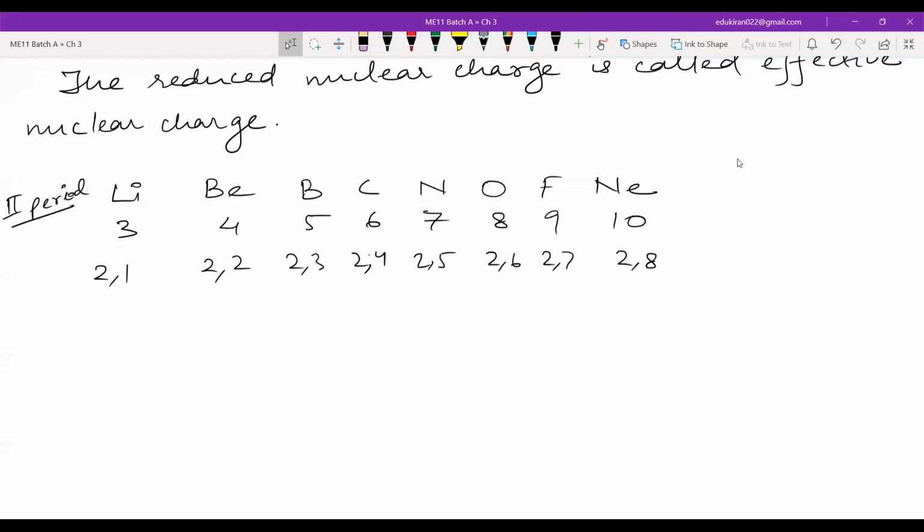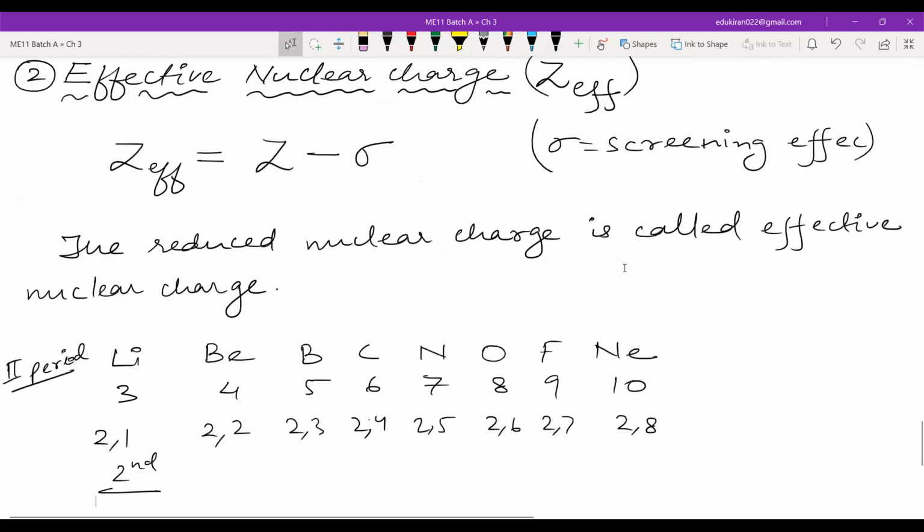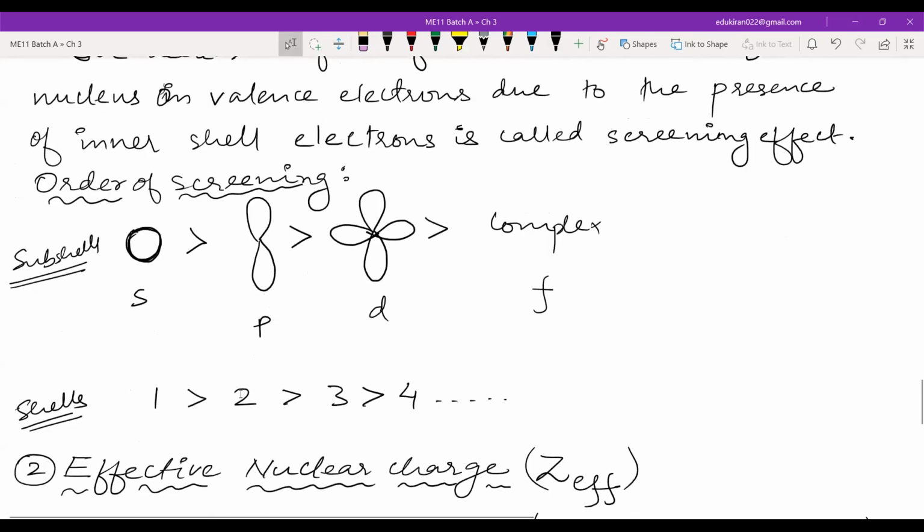Now, in this, what do you think? What is happening? We are increasing the proton numbers also, but we are not increasing the shell, right? All these electrons are getting filled in the second shell. So we are not increasing the distance, right? The only shell which is there to shield is the first shell, right? Yes or no?